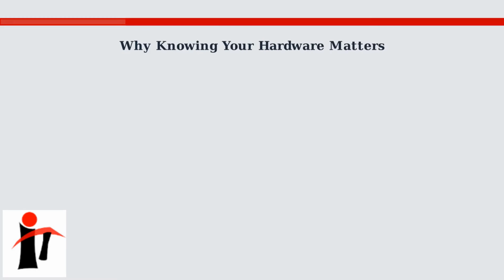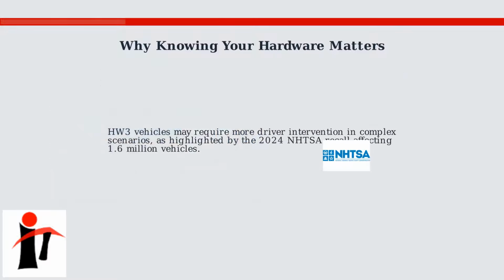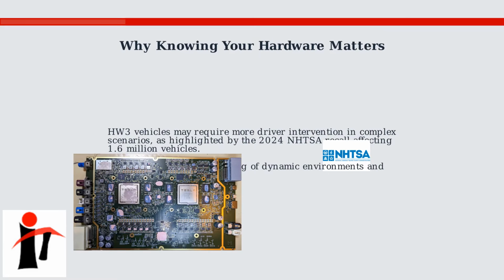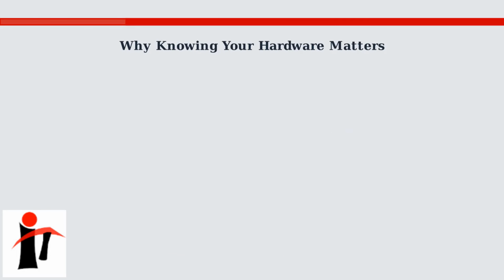Understanding your Tesla's autopilot hardware helps you manage your expectations for self-driving capabilities. HW3 vehicles may require more driver intervention in complex scenarios, as highlighted by the 2024 NHTSA recall affecting 1.6 million vehicles. HW4 offers better handling of dynamic environments and smoother FSD operation. Fleet data shows HW4 vehicles achieve 90% fewer disengagements than HW3 in FSD mode.